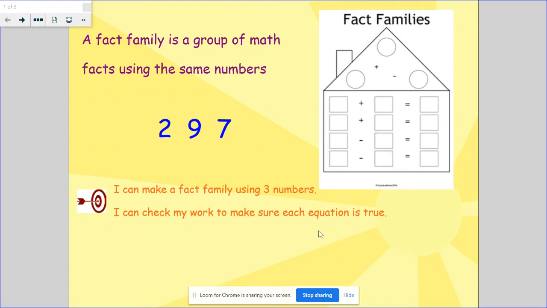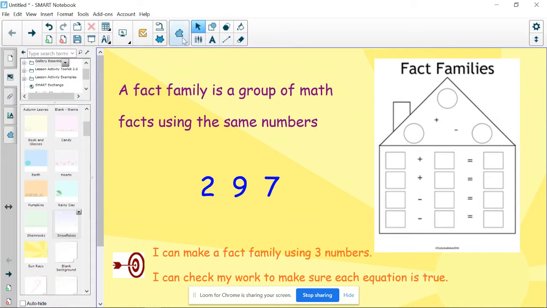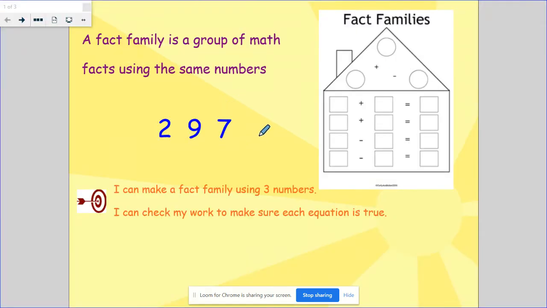Okay, mathematicians, let's get started right away with these three numbers that I've chosen here, which are 2, 9, and 7. What I want you to think about first is just organizing your numbers. I'm going to grab a marker quickly here so that I can write right on here with you. I want you to just watch the first time, and then on the next one, you're going to do one with me. So let's organize our numbers, mathematicians.